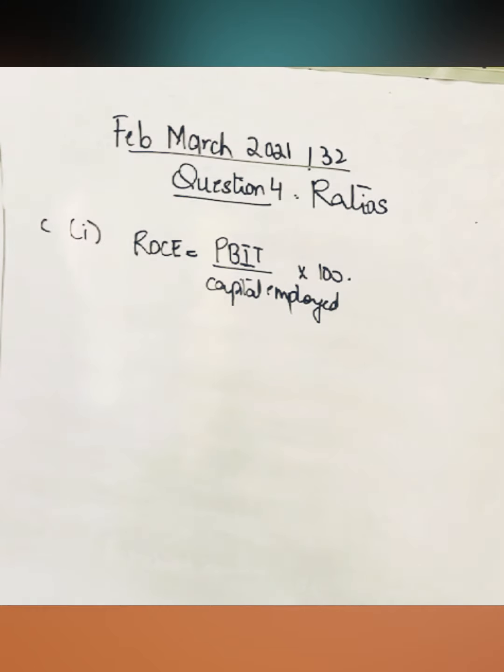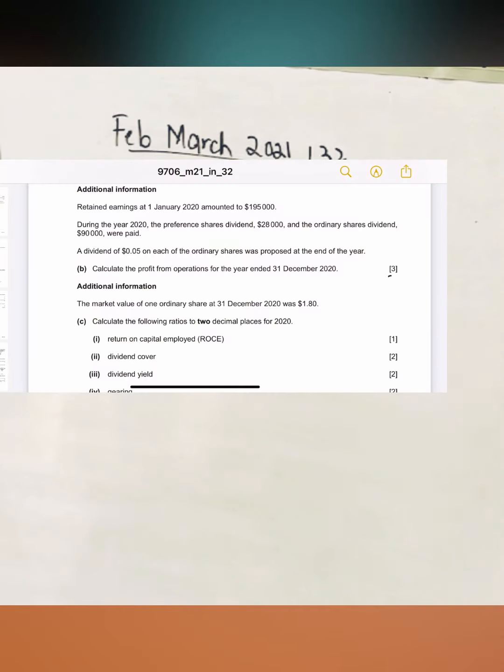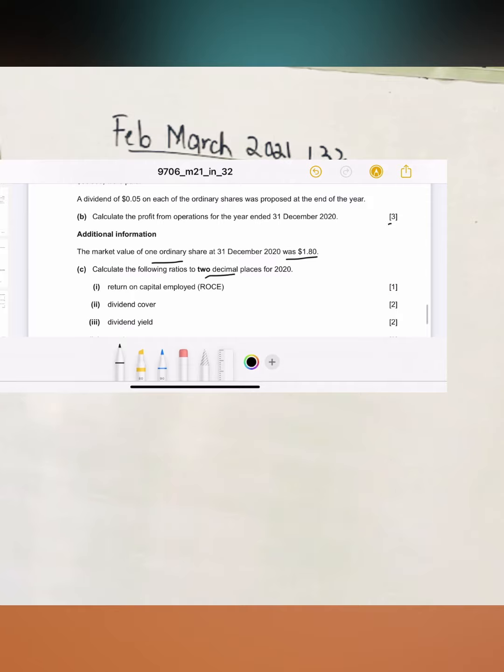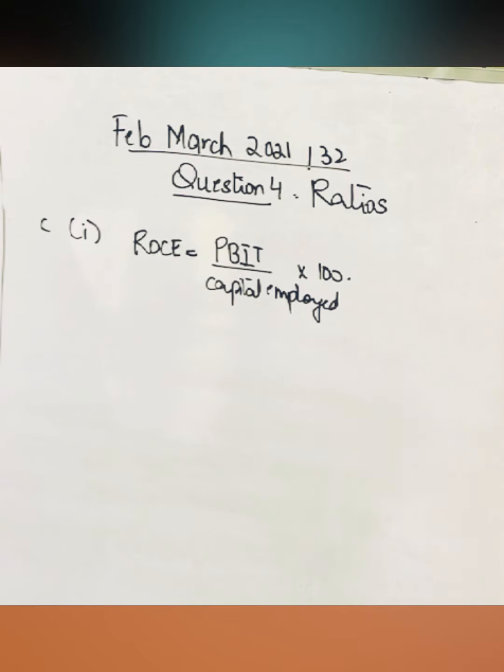Alright, so now the next part is that the market value of one ordinary share is 1.80, and you are supposed to calculate the following ratios to 2 decimal places. The first one is ROCE. ROCE is return on capital employed. You do not just have to learn the formulas. You have to understand them. So, return on capital employed.